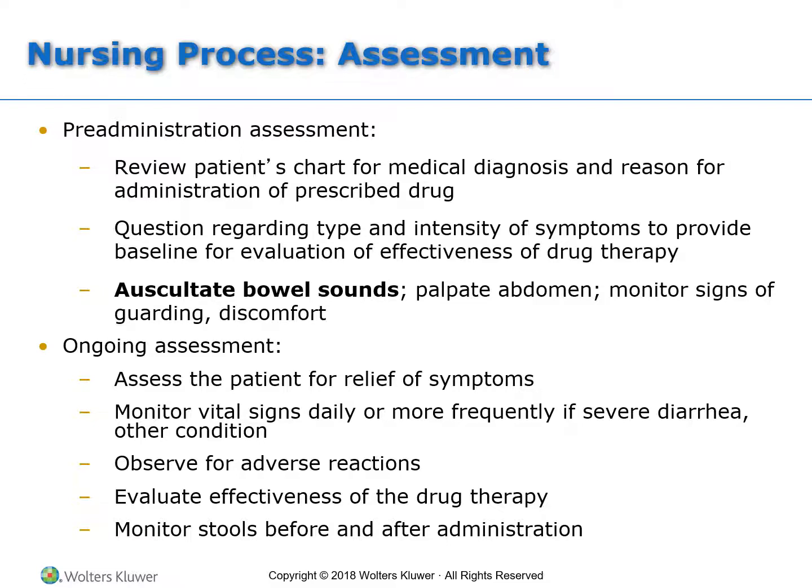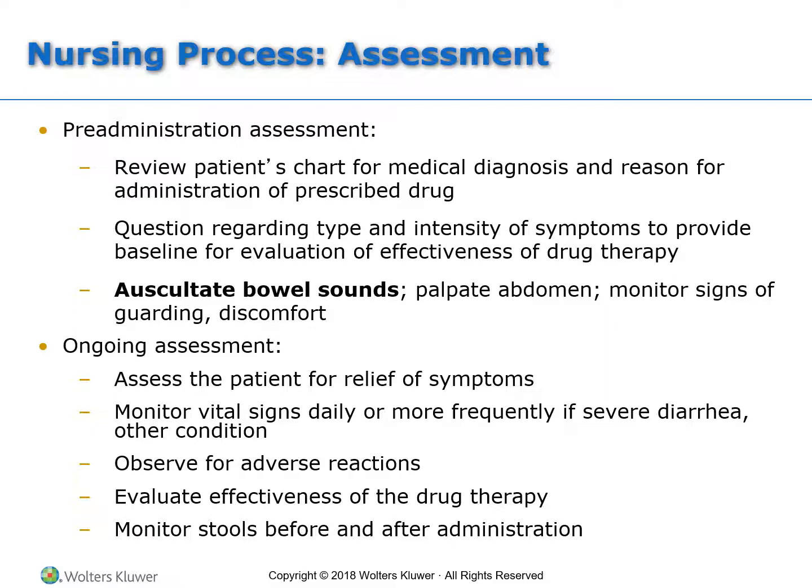Okay, for all medications that we discussed, we've covered them all. These are things to remember. You're always going to review the patient's chart for medical diagnosis and the reason that we are giving the drug. That's why it's important to know the different types of laxatives, how they work, and why you're giving it to that particular patient. But for all drugs, you should know that. Question the patient regarding type and intensity of symptoms, how long it's been going on. You need to establish a baseline of what their regular bowel patterns are so that you can evaluate the effectiveness of the drug therapy. Some people have a bowel movement every single day. Some people have one every third day, and neither is right or wrong. It's just what is normal for that patient.